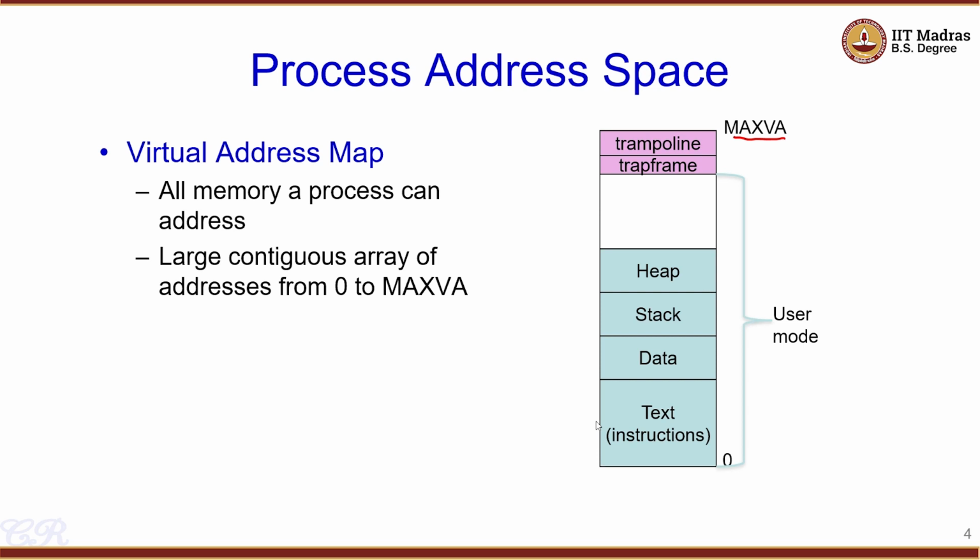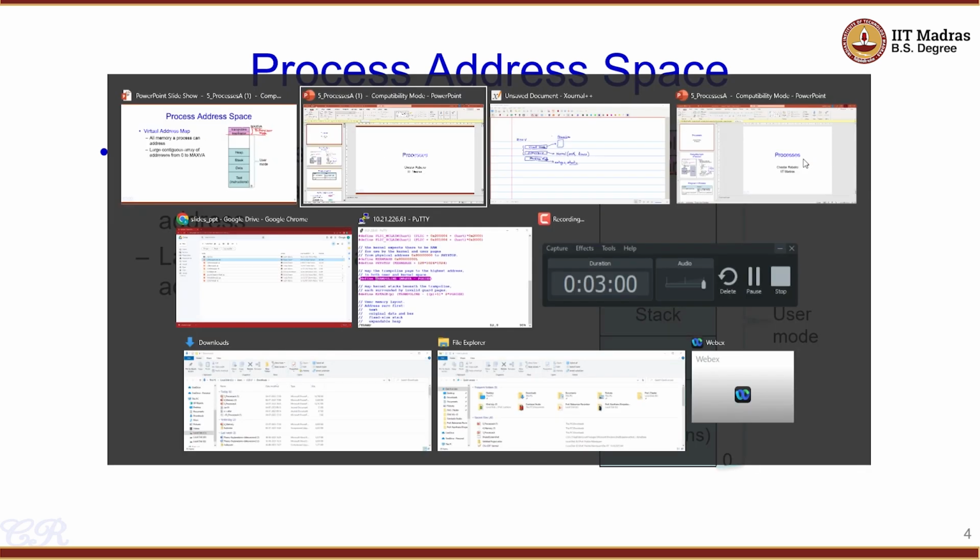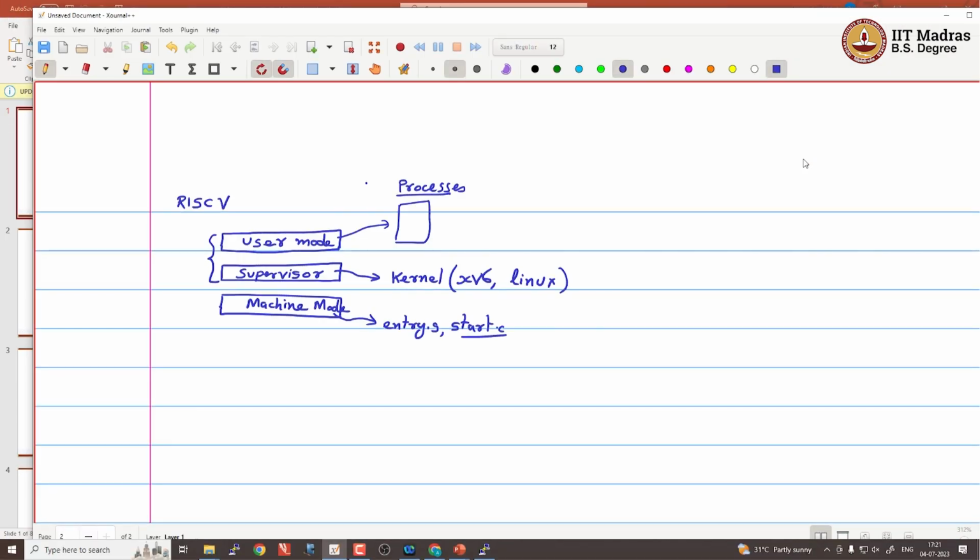Now, the virtual address space of a process is divided into two parts. One is called the user mode part, or the user space, which is accessed in user mode, and the other is the supervisor mode part, accessed in supervisor mode. So what are user mode and supervisor mode? We'll very briefly recollect.